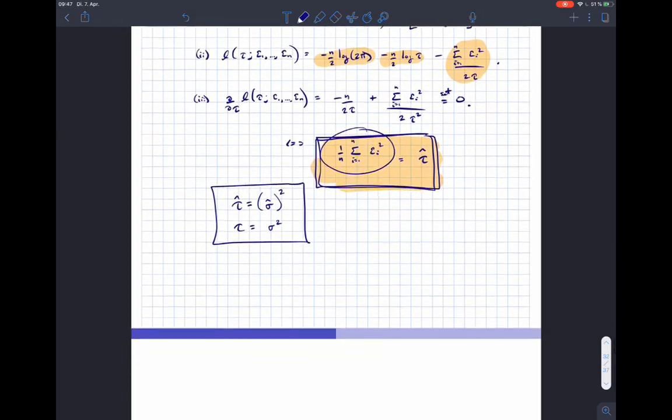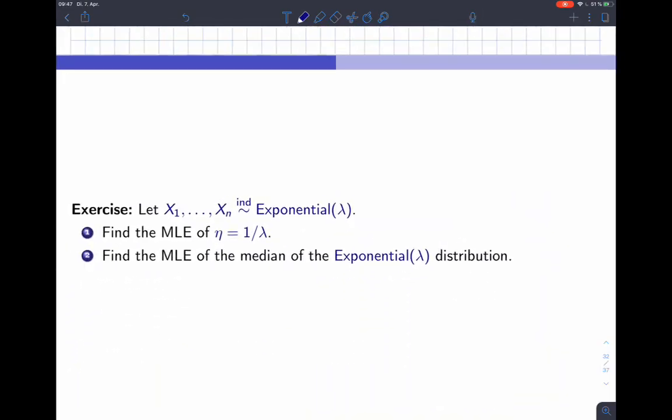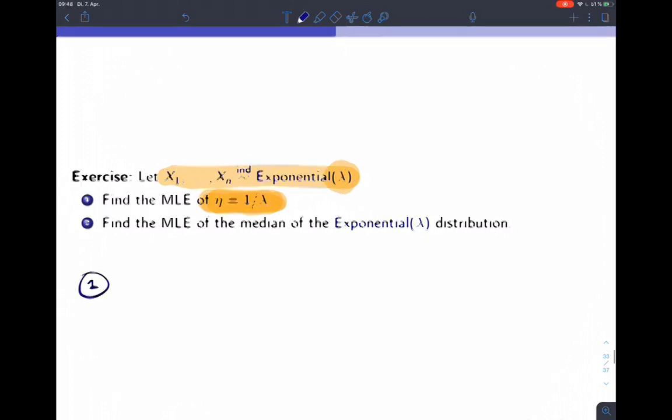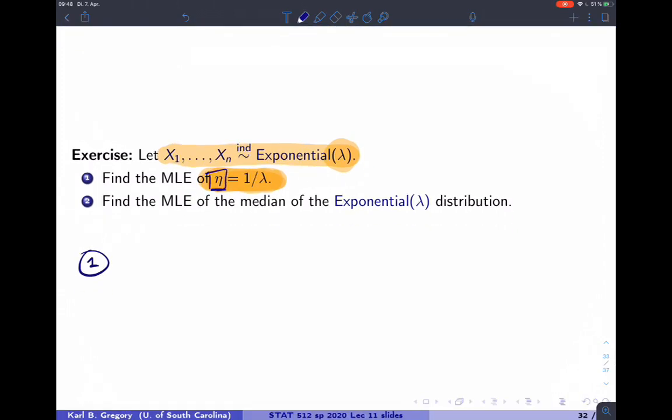Let's look at one more example of that. Actually, we'll do a couple more examples of it. This one, we've got the exponential distribution. So random sample from the exponential distribution. We often are interested in estimating lambda, but we might instead want to estimate the parameter 1 over lambda, which we could write as eta, give it a new name, eta. So let's find the maximum likelihood estimator of eta.